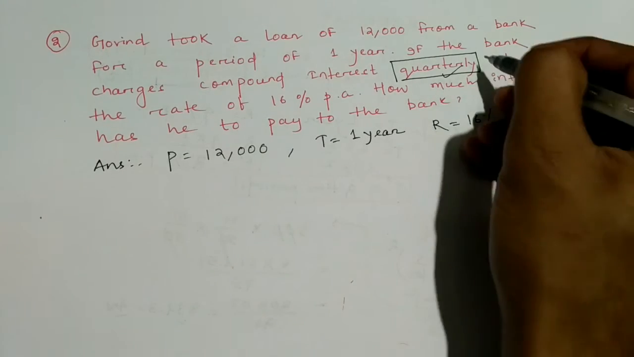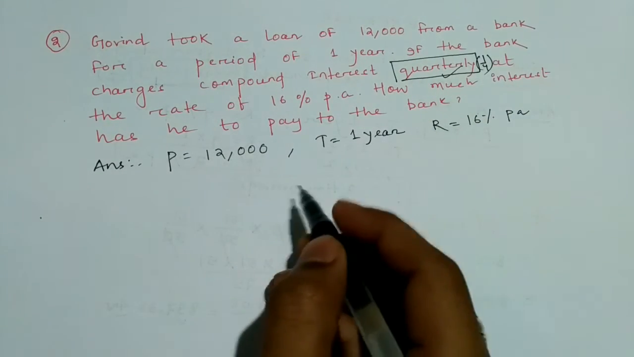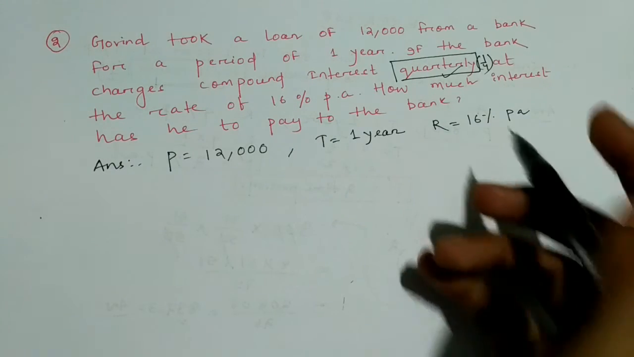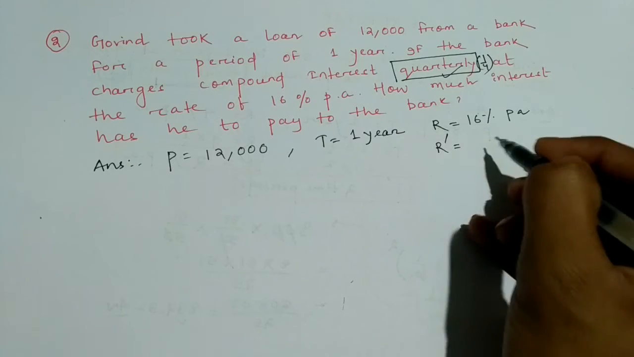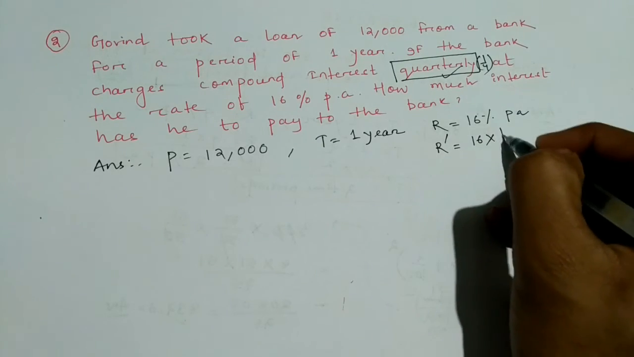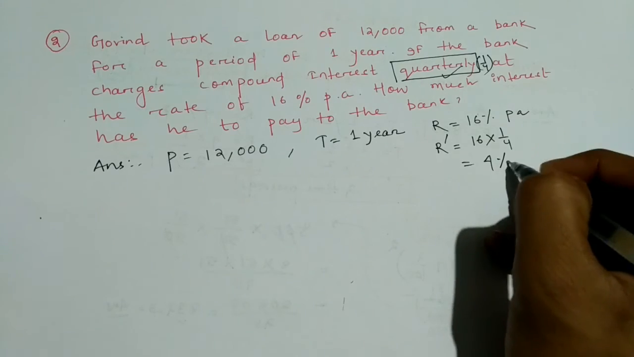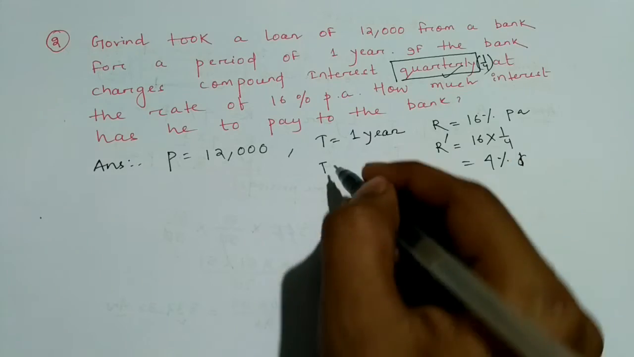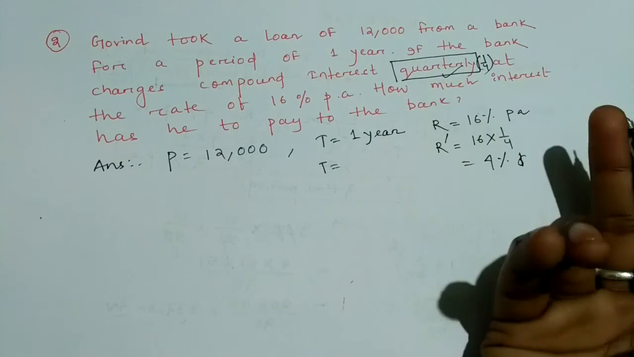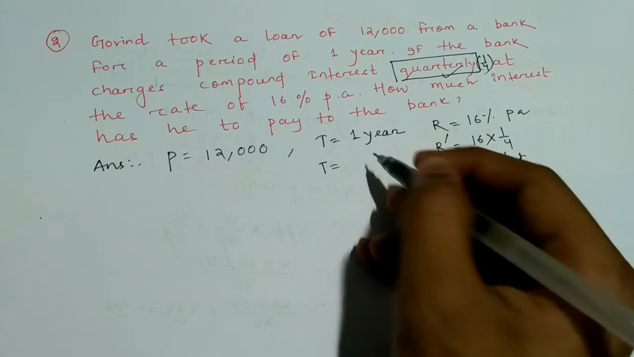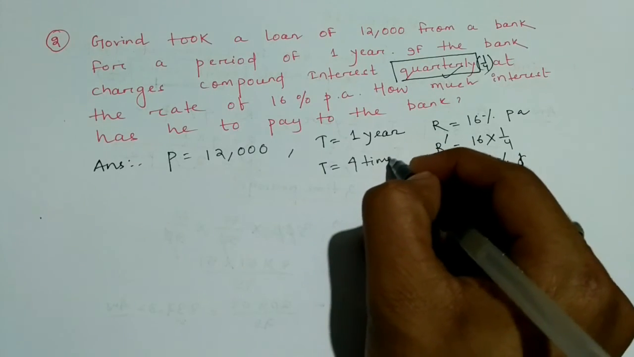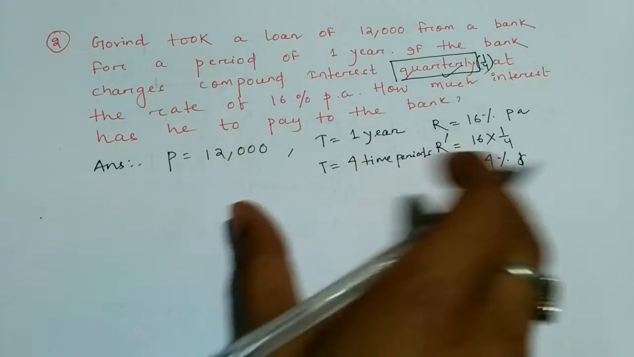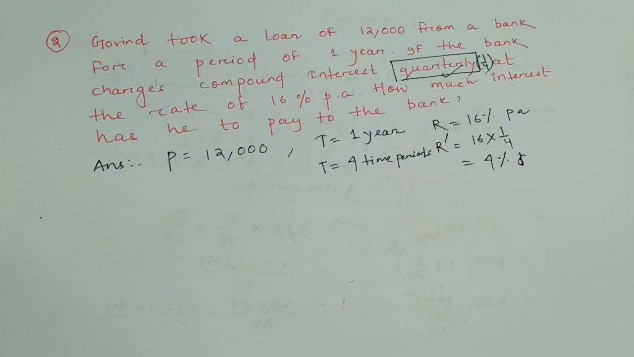Okay. So as I said, quarterly means nothing but 1 by 4 years. And as I already said, the rate of interest should be multiplied. So my new rate of interest R dash will be 16 into 1 by 4, so it will be 4%. And the time period, as I said, is divided. So 1 divided by 1 by 4 means 1 is multiplied with 4. So it will be 4 time periods. This question may look very long, but the answer is very short and straight.